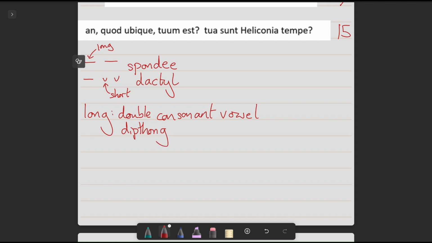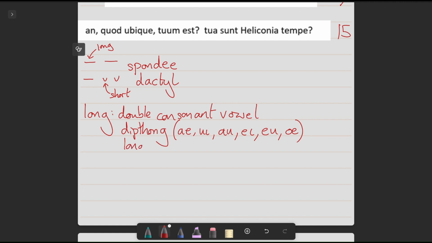Now, what is a diphthong, you might ask? It's where there are 2 vowels that come together to make one sound. So like ae, ei, eu, au, and oe. These are all diphthongs, and they would all be long.